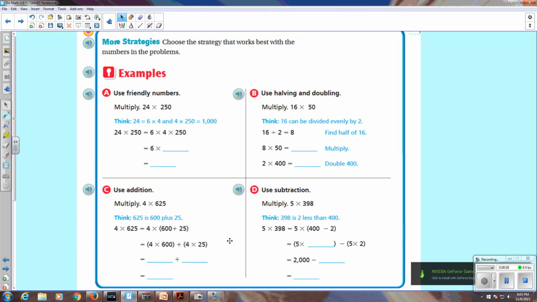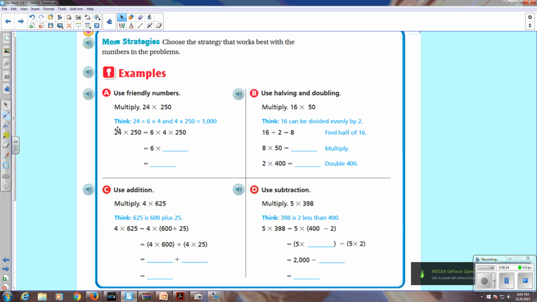Here we're going to look at some more strategies we could use to help us solve these problems. The first one is using friendly numbers. Here it's asking us to multiply 24 groups of 250. Again, definitely want a pen and paper to solve this.